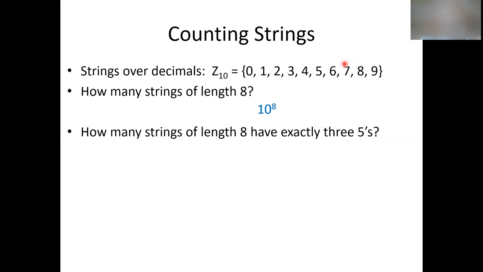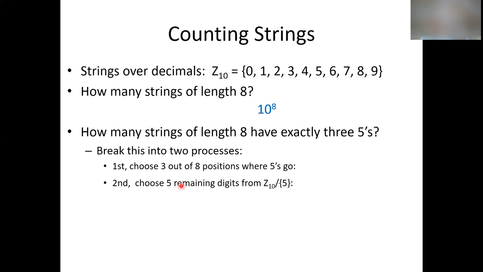And once I chose these 3 places, then the difference is that, unlike the binary case where I chose 3 places where the ones go and all the others are determined, because I have a decimal alphabet, now the others are not yet determined, right? So I choose 3 of these 8 positions where 5s go, but now I still have choices. I have to choose the remaining 5 digits. Why 5? Because I have 8 digits to choose, right? 3 of them are going to be 5s. So there are 5 remaining positions.